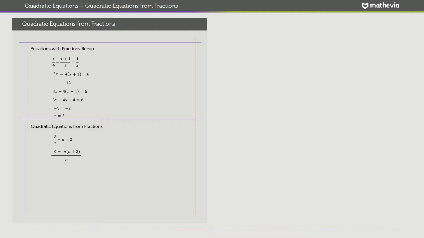Okay, and now, like I said, you can do away with the a on the bottom there, you can do away with the line, and you just extract exactly what you have on the top there. And you have 3 equals a times a plus 2. Okay, and then you just simplify this out. You have 3 equals a squared plus 2a.